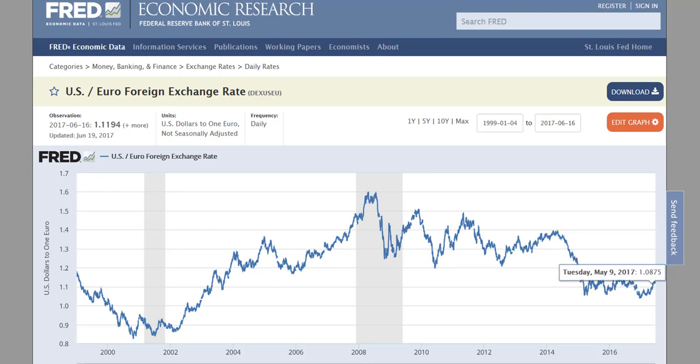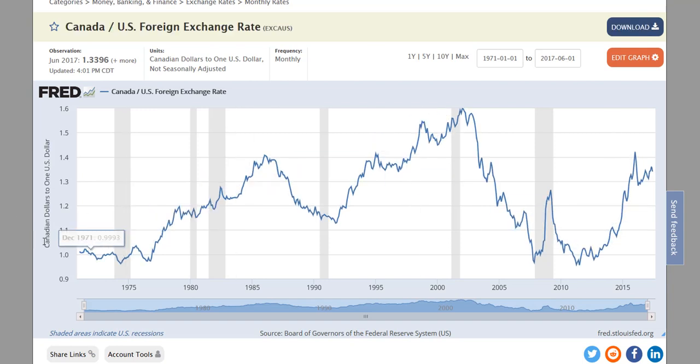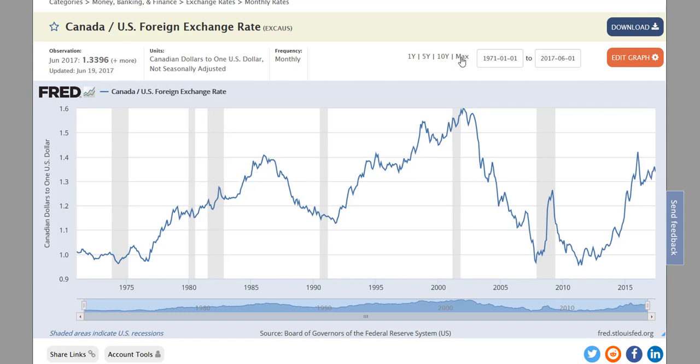Let's look at the Canadian currency, so the Canadian dollar. Note that here it says Canadian dollars to $1. So basically it says how many Canadian dollars you get per each US dollar. Note the difference because the previous slide was giving you how many dollars you need to buy 1 euro. And here it's telling you how many Canadian dollars you get per $1. So let's put this on the max.